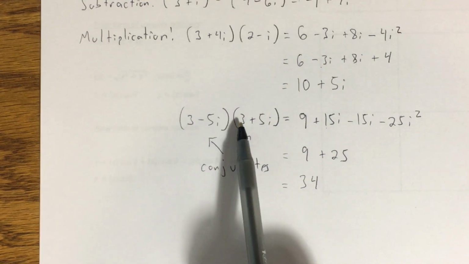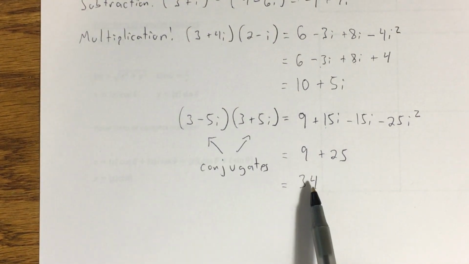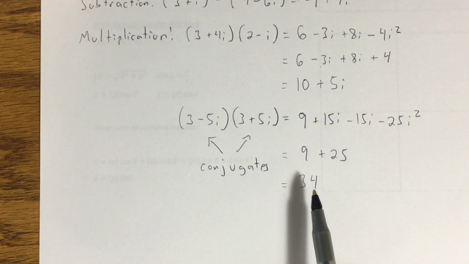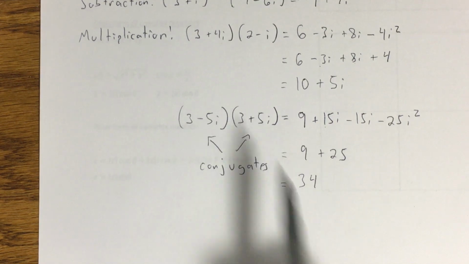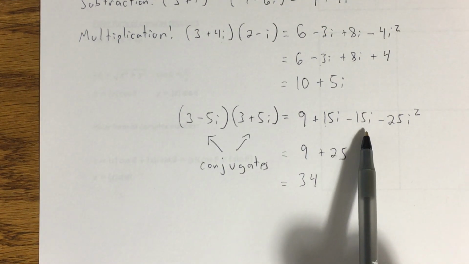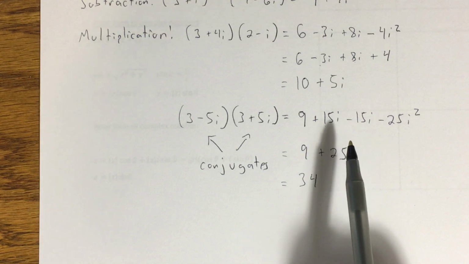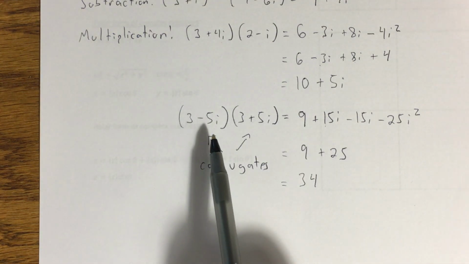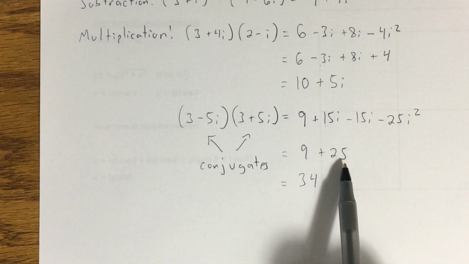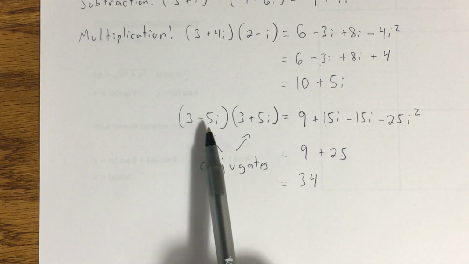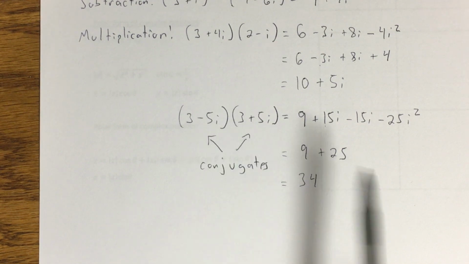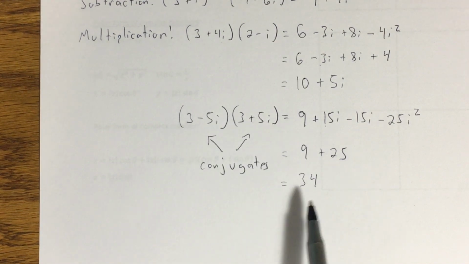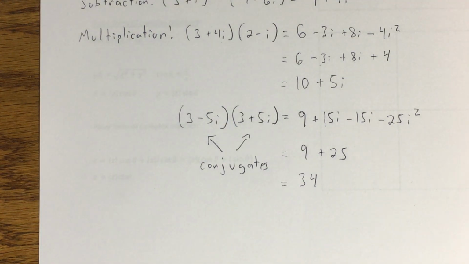A property of complex conjugates is that when you multiply them together, you always end up with a strictly real number. No i's here. And the reason that happens is because of this. When you multiply conjugates together, the i terms will cancel each other out. Also worth noting is that the end result, if you go back to this step right here, is actually the sum of the squares of the real and imaginary parts. So 3 squared plus 5 squared, that's 9 plus 25, giving me 34. That's not unique to this example. That'll happen anytime I multiply complex conjugates.